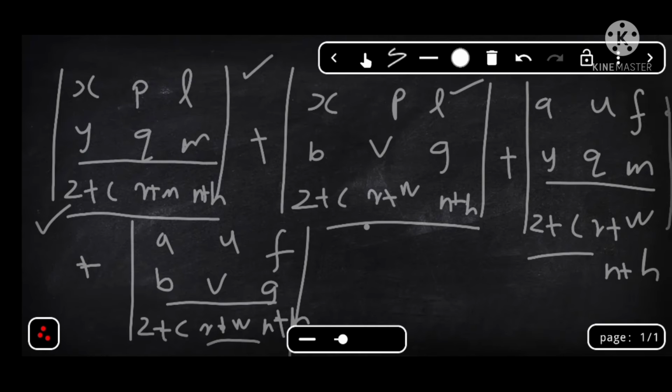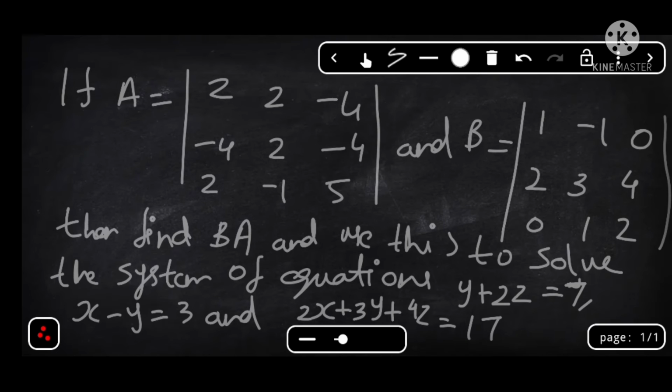Hence the given statement says k should be 8, each place in the determinants should contain a single element, and all the determinants should be of order 3. So hence the given statement is true. It is clear, right? So let's see another problem.